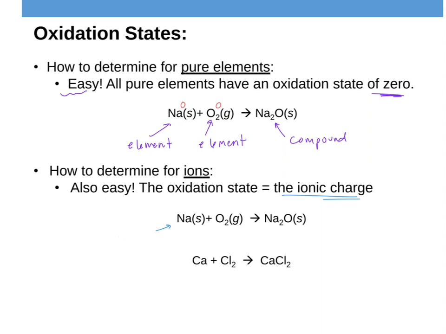Let me write that a little bit better. Another element. And a compound. So figuring out the oxidation states for the sodium and oxygen is easy because they're elements, so it's 0. But here I do have an ionic compound, right? And let me put that, I'll put ionic compound.